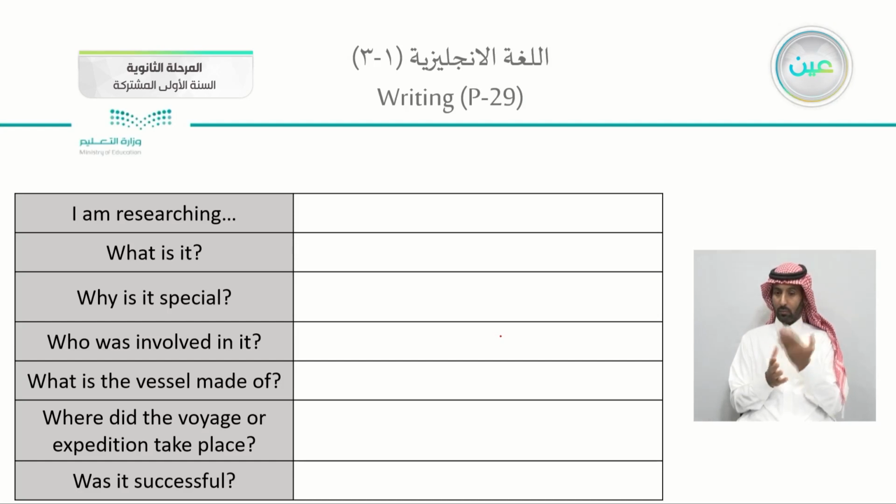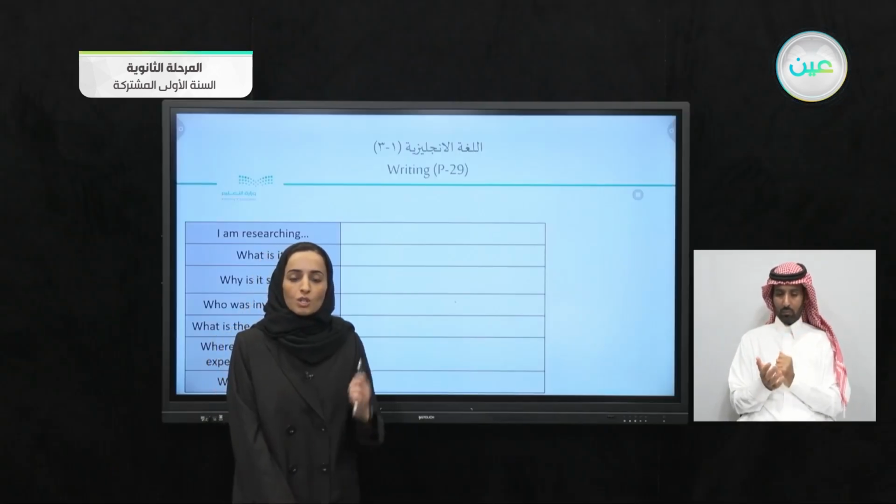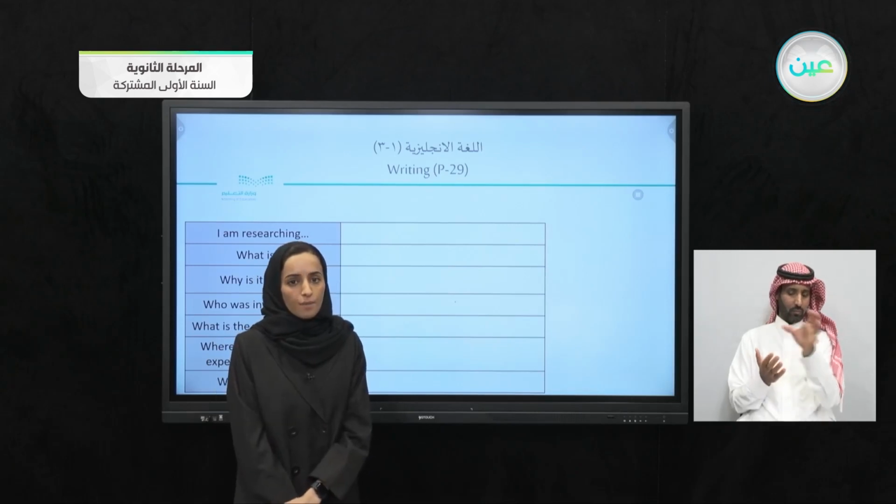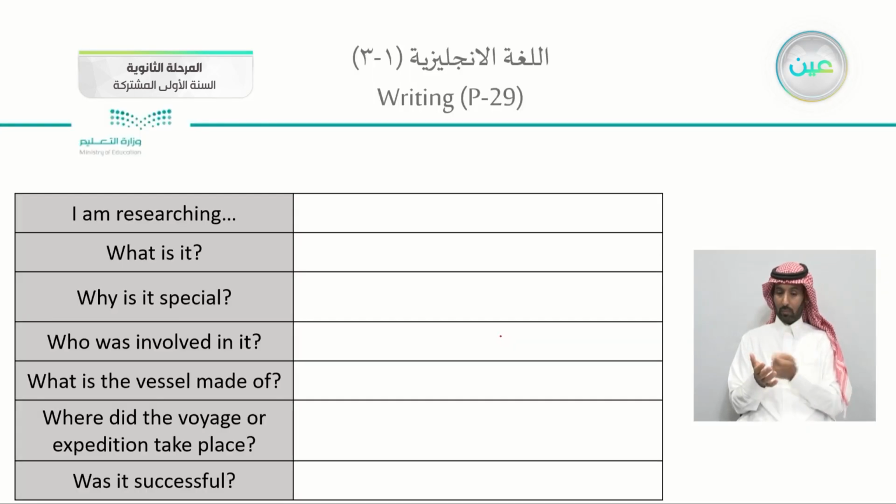Why is it special? Who was involved in it? And what is the vessel made of? Where did the voyage or expedition take place? And was it successful? According to the thing that you are about to write about, decide and fill out the chart. For me, I would write about the Kon-Tiki.